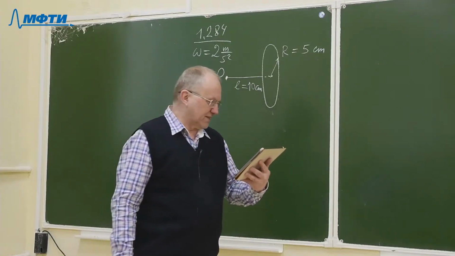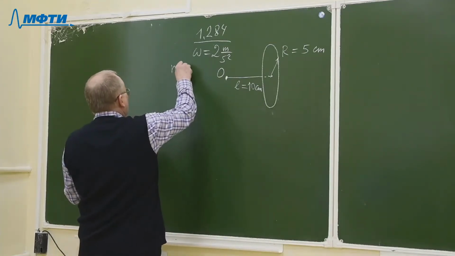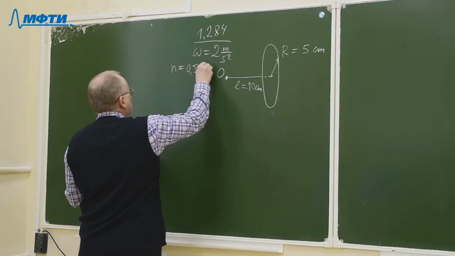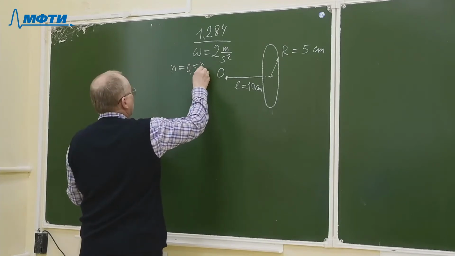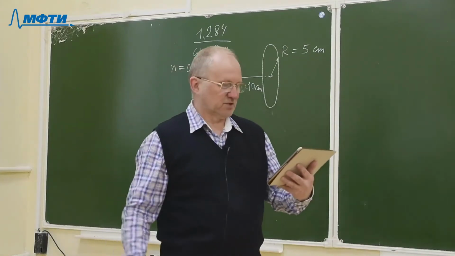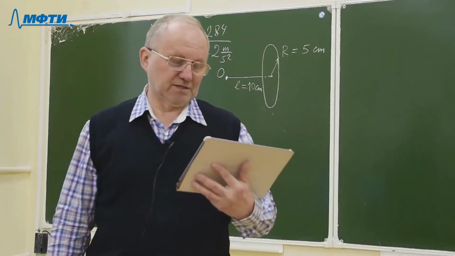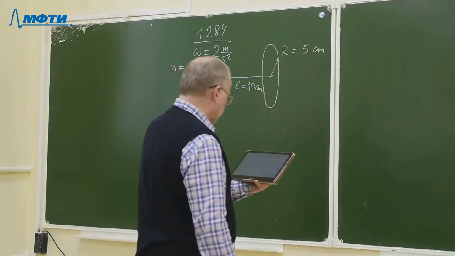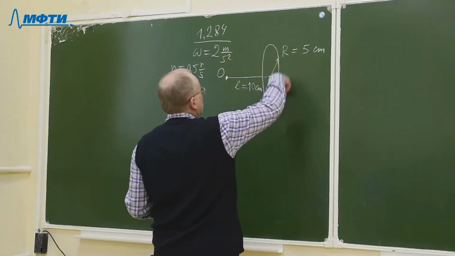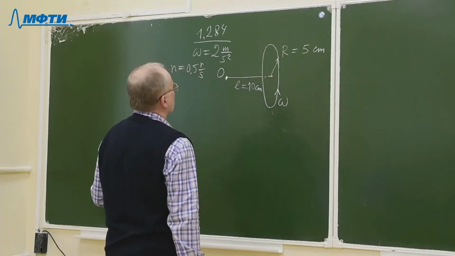The gyroscope precesses with an angular velocity making some n revolutions per second, 0.5 revolutions per second. Or it's possible to use the abbreviation RPS, revolutions per second. Neglecting the friction and the mass of the rod, find the angular velocity of the disk. So we have to find the angular velocity, omega, with which this disk is rotating.